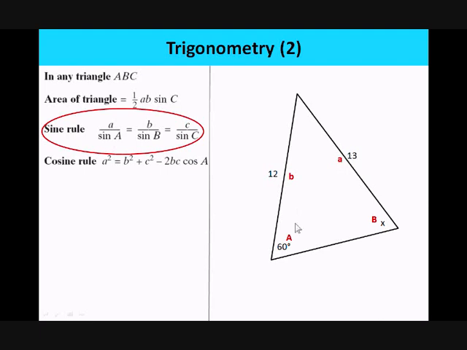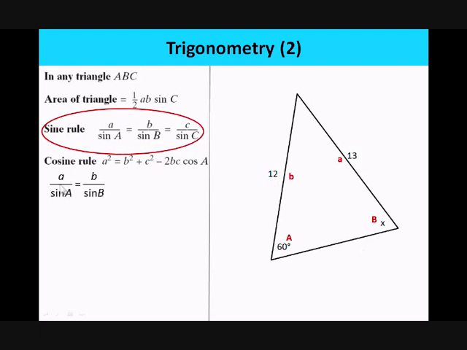I've labeled it A for the 60 degrees, little a for the side of 13, which could be centimeters or meters. It's not specified, so it's just 13 units. And then I've called the other two big B for the angle and little b for the side.